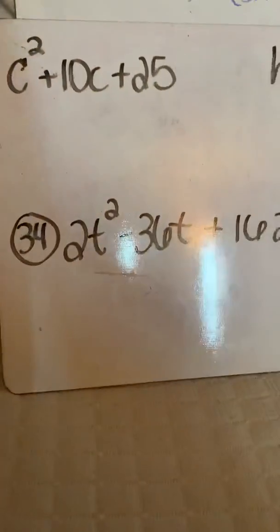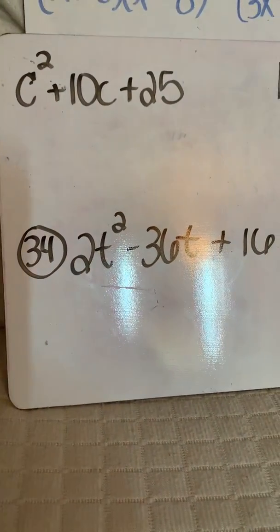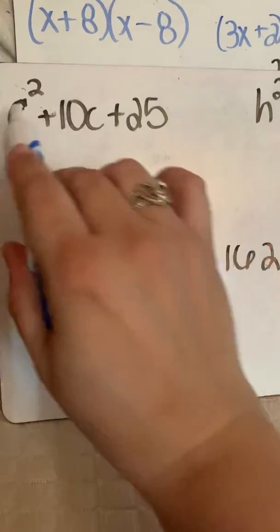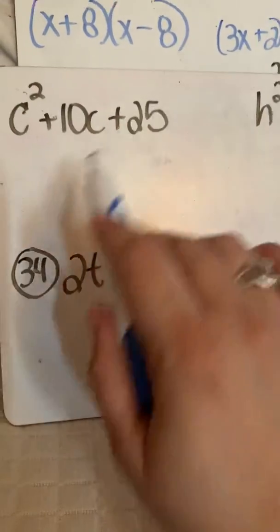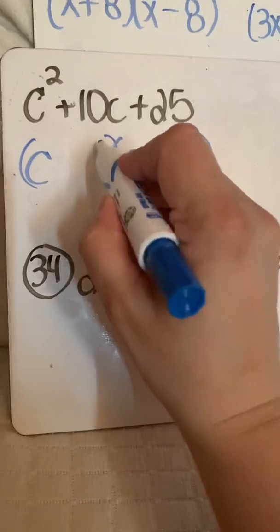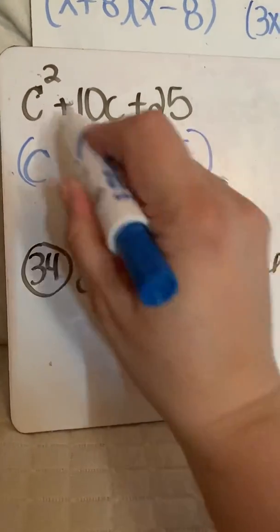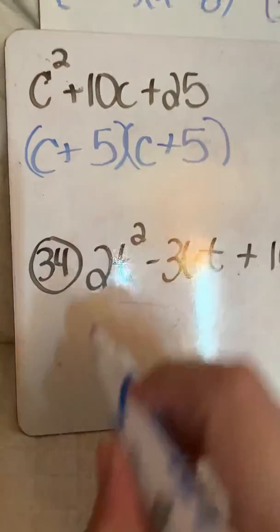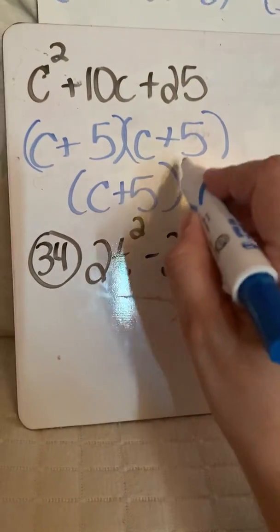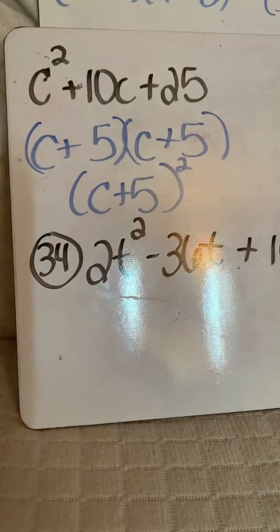Okay, so this one here, perfect square trinomials. So I look, that is a perfect square. That is a perfect square. I know that 5 plus 5 gives me 10. So when I factor it, I would have c, 5, c, 5, plus, plus. So now I'm just going to write it as c plus 5 squared. Done.